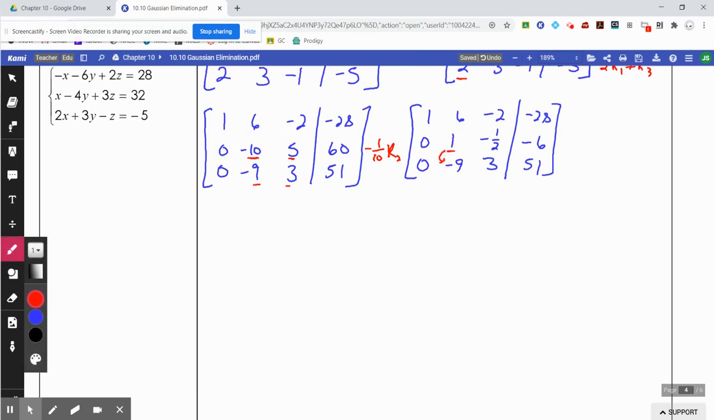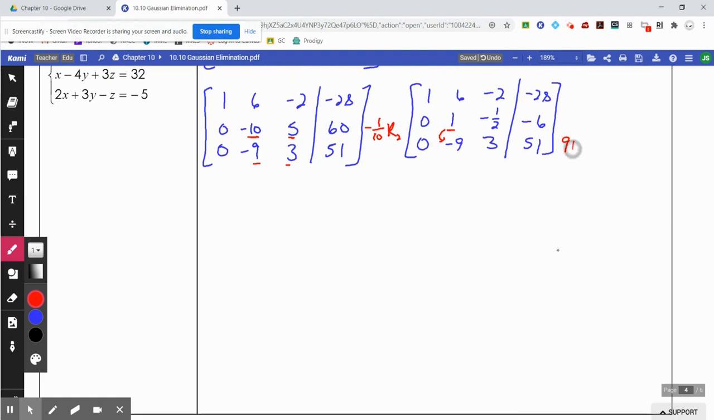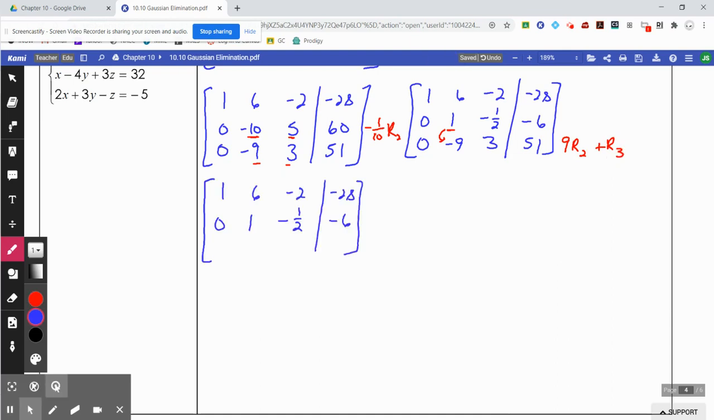So next step, we're now going to use that to zero this out. So to zero it out, we need to add 9 to it. So we're going to do 9 times the tool in row 2, and we're going to add it to row 3. So that leaves rows 1 and 2 the same. And now let's change row 3.